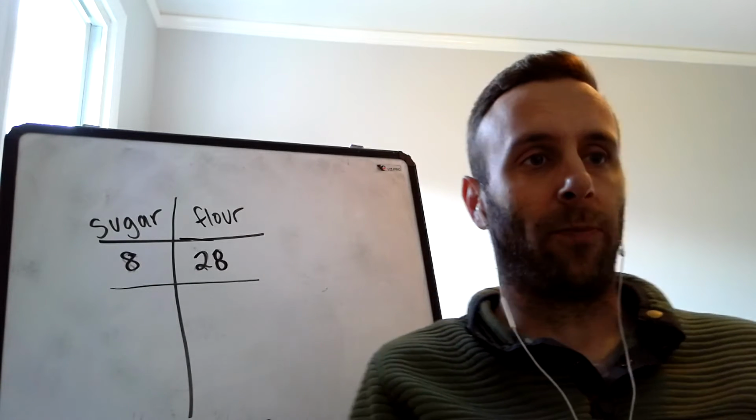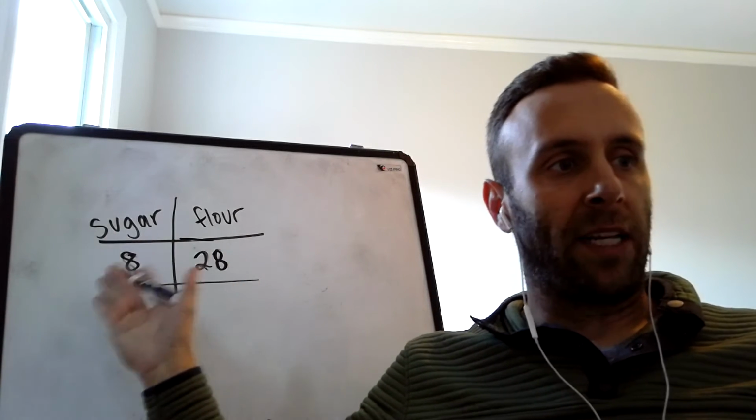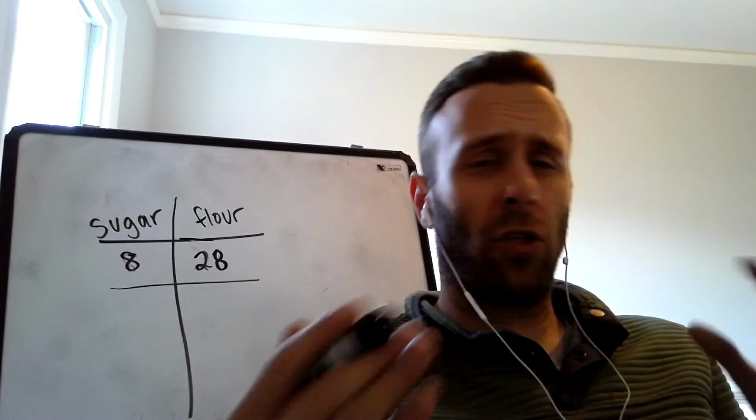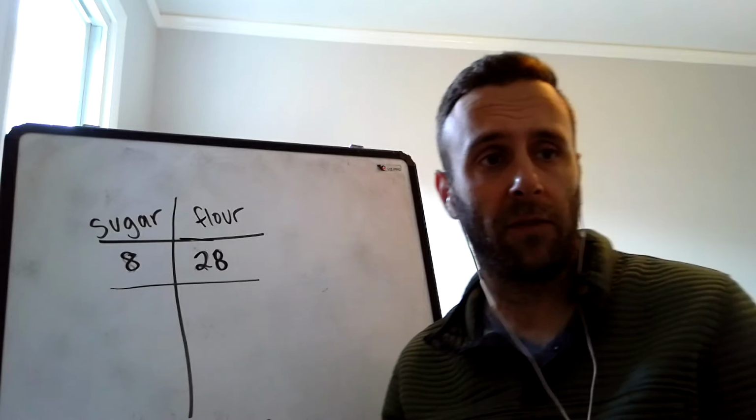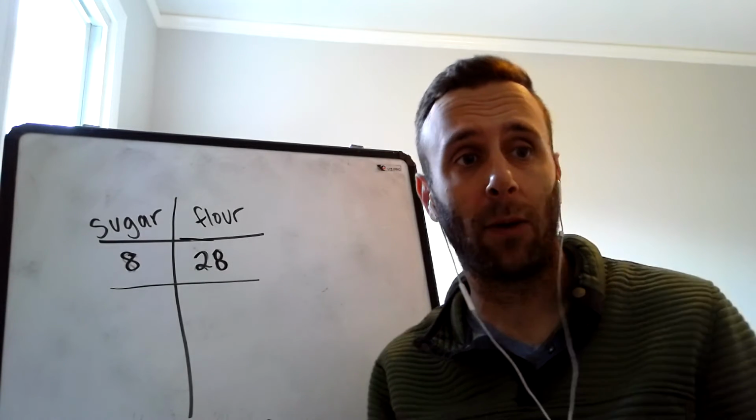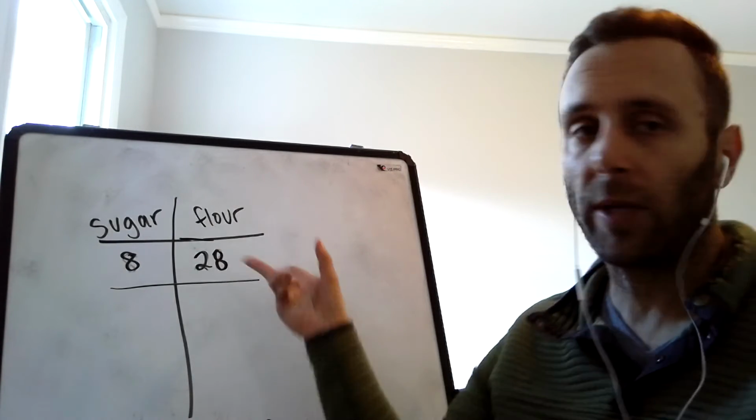All right. So this is an example of a relationship between sugar and flour. I could tell you that for a certain recipe, you have 8 cups of sugar for 28 cups of flour. Okay. That would be way too sweet if it was the other way.